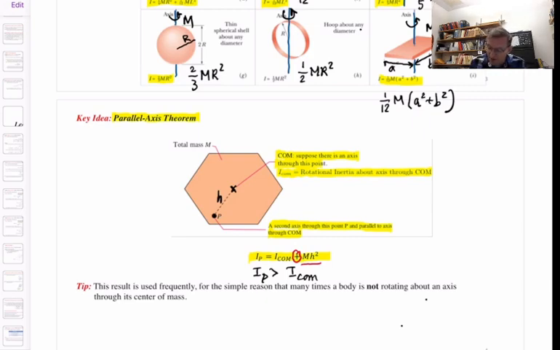Let me emphasize this result, the parallel axis theorem, is used a lot in the rest of Chapter 10 and Chapter 11. Why? Simple. We many times have a body that's rotating about an axis that's not through its center of mass, okay? The body is not rotating about an axis through its center of mass. We'll see. Just wait. So we will use that parallel axis theorem a lot.